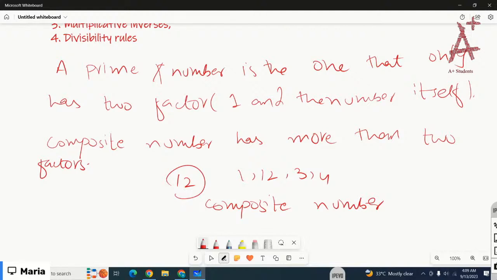Let's just do another example. You have 7. Is 7 prime or composite? Let's just look at the factors of 7, right? 7 has only two factors. 1 times 7 is 7. You don't have any other factors that when multiplied make 7, right? That means yes, 7 is a prime number. Let's just do more examples.